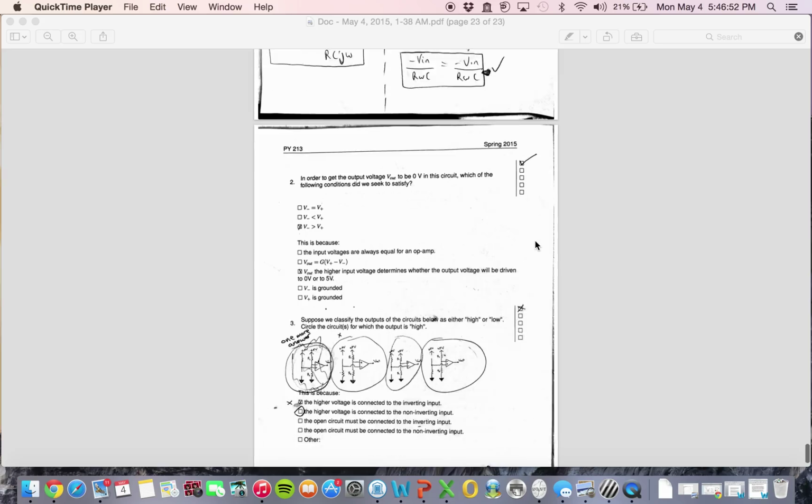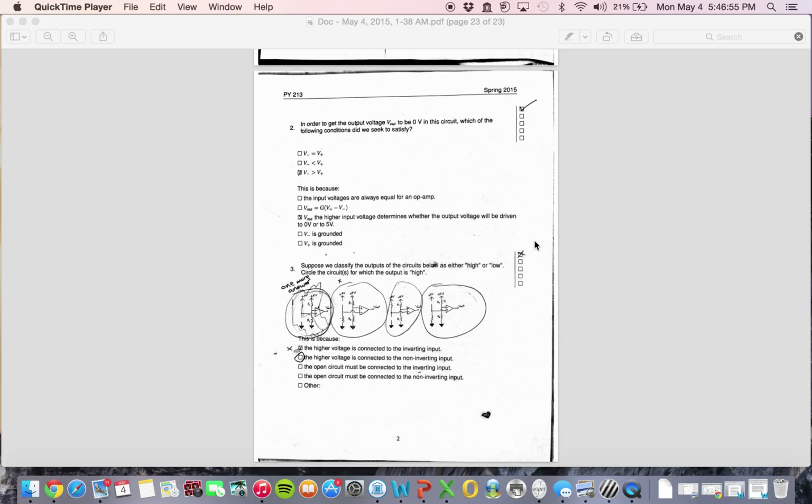For assignment number 27, I have this quiz, and this quiz I did not do very well. Oh, here it is. I wanted to actually say that suppose we classify the outputs below as high or low, circle the ones that will go high. Well, this is simple because when we put a higher voltage into V plus, all the voltage is going to shoot up to that 5 volts, as opposed to if it were to go into the inverting input, where it would shoot all that voltage down to the ground. So we would need to get the higher voltage in the non-inverting input in order to get a high output.